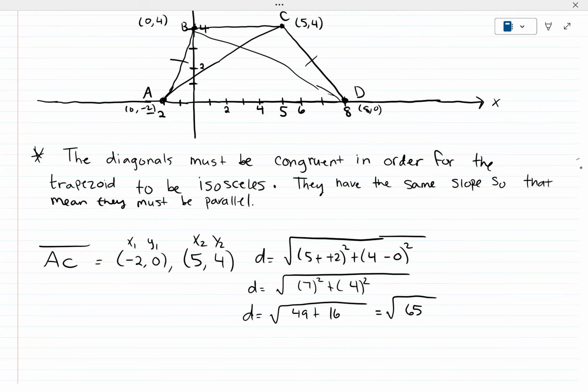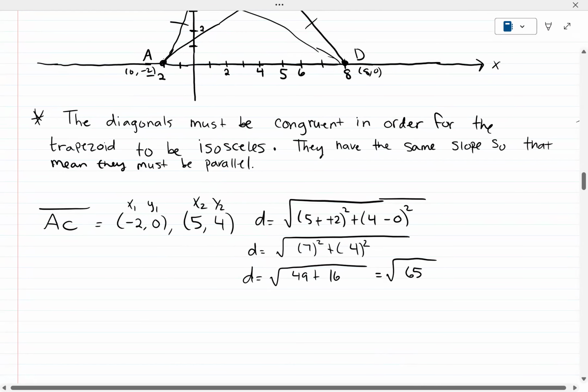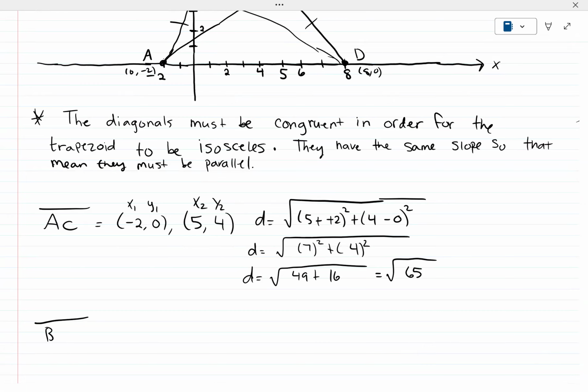Okay, now let's find the length of BD. If they're the same, that means it's an isosceles trapezoid. So BD: the coordinate for B is (0, 4), and the coordinate for D is (8, 0). So this is x1, y1, x2, y2.